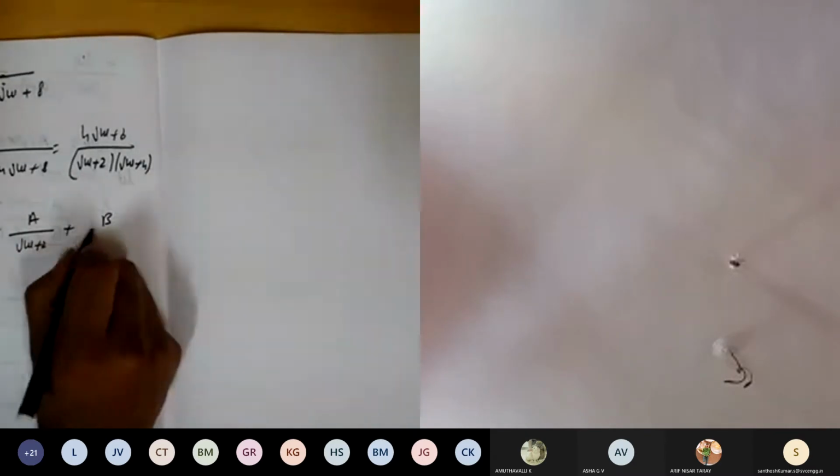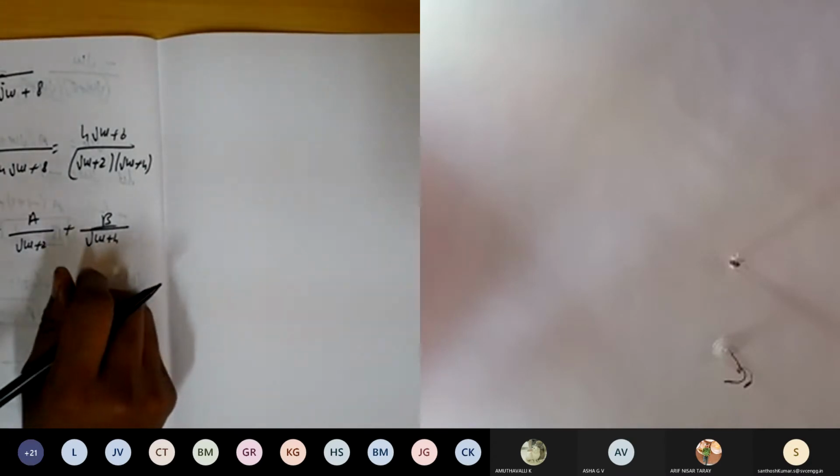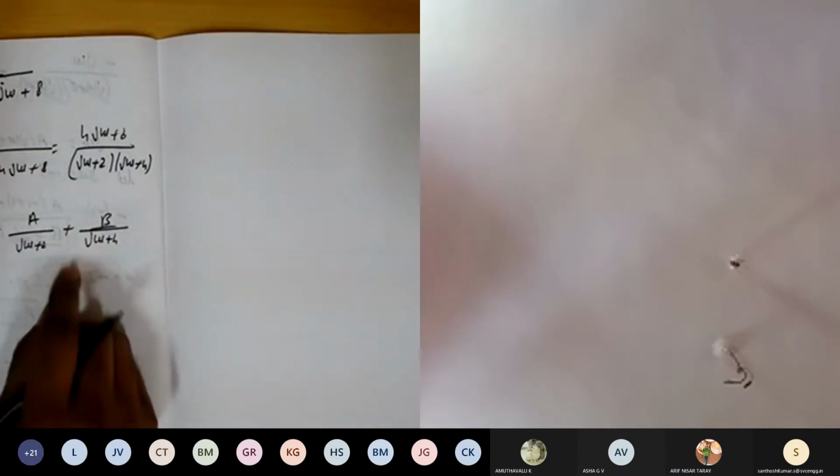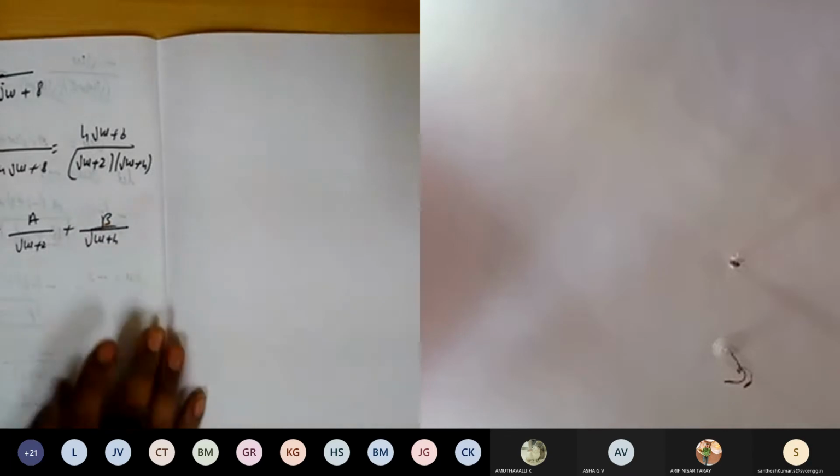Done, right? Now we'll express this in terms of the partial fraction expansion. So we have X of j omega equal to 4 j omega plus 6 divided by j omega plus 2 into j omega plus 4. This can be expressed as A divided by j omega plus 2 plus B divided by j omega plus 4.